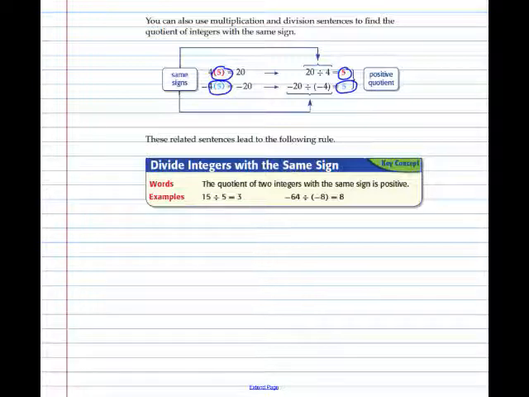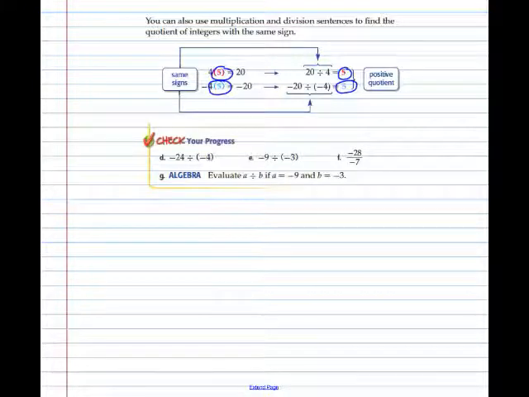These related sentences lead to the following rule. The quotient of two integers with the same sign will always be positive. Here we have 2 positive, so our quotient is positive. Here we have 2 negative, so our quotient is also positive.